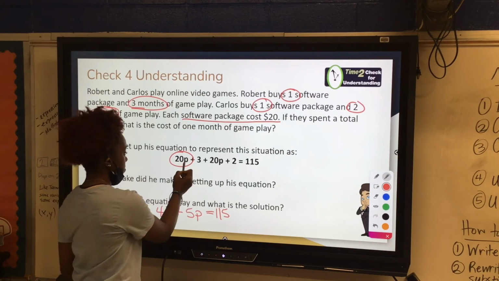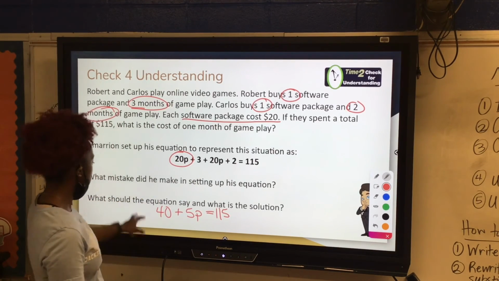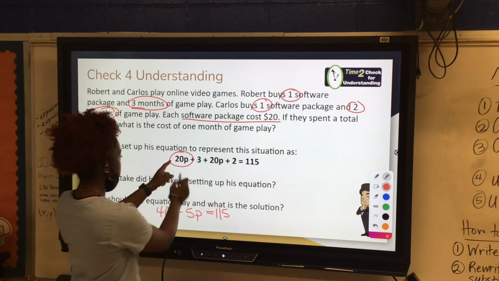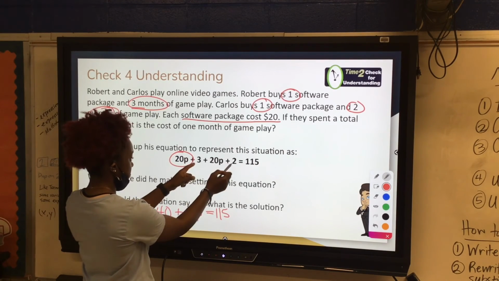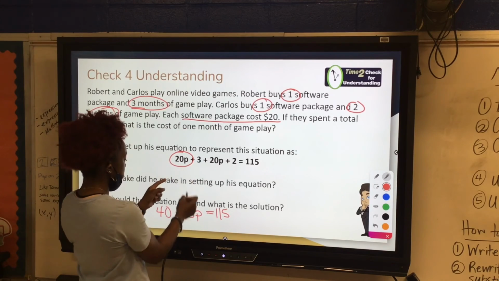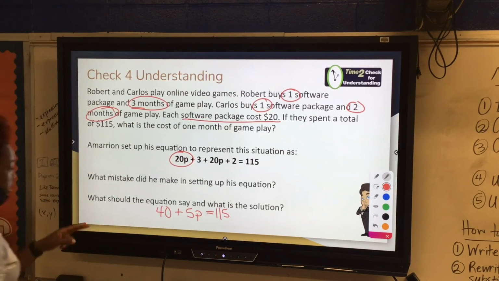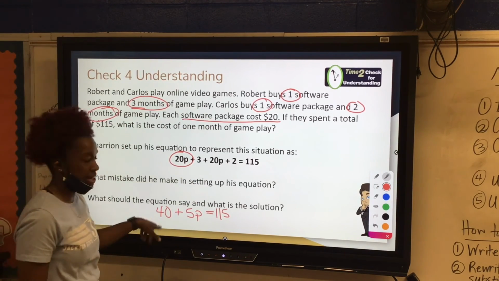So we compare ours and his. Okay, he put the variable in the wrong spot. Okay? Even if we had 20 plus 20, we still have 20 plus 20, and we have 3 plus 2, which is 5. But the variable should have been with the 3 and the 2, which is 5, and not the 20 and 20, which gave us 40.